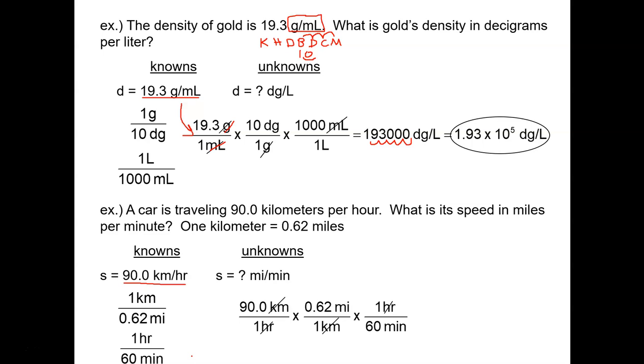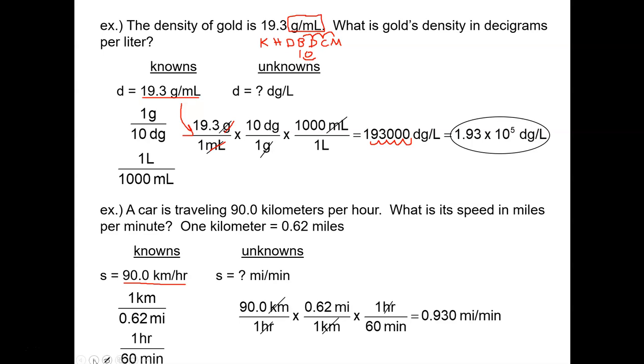Once you get the units settled, then it's just a matter of looking at the numbers that are left and figuring out, do you have to multiply or divide them? If they're on the top, you multiply. So 90 times 0.62. If it's on the bottom, you divide by it. So 90 times 0.62 divided by 60. So once again, make sure you can do that on your calculator. Your calculator is going to tell you that the answer is 0.93.